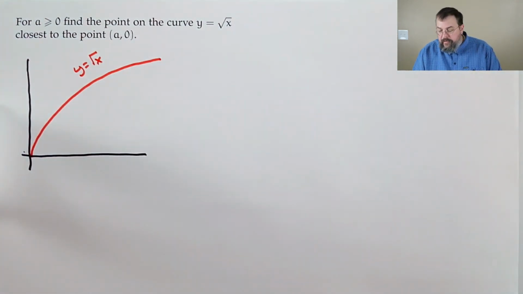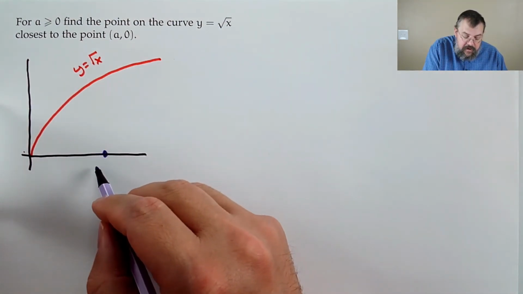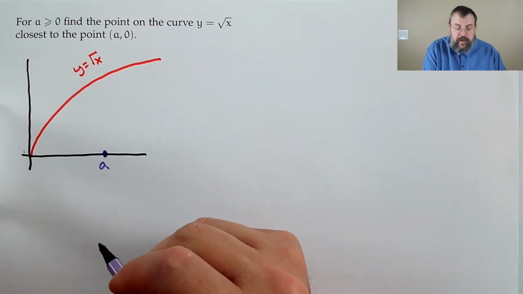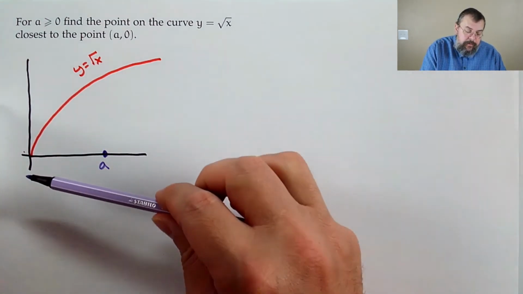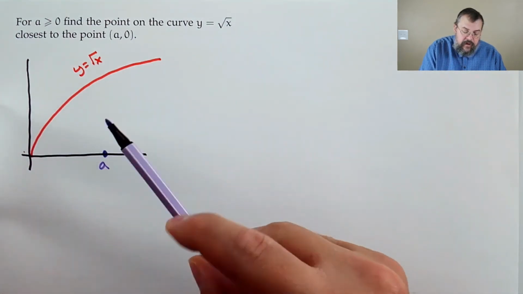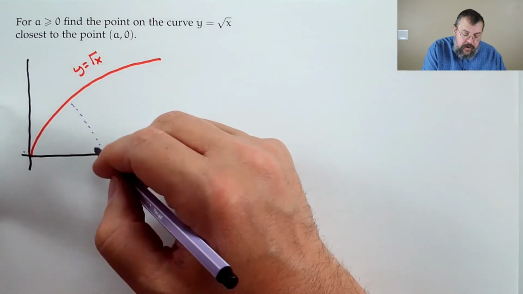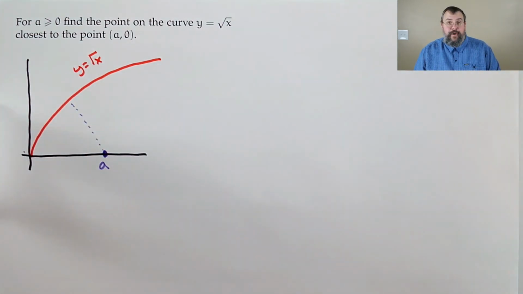Now, what do we have? Well, we have a point. A comma 0 means we are on a point on the x-axis. So we're down here. So here is at x equals a. And now I'm thinking about, there's lots of points here along y equals square root of x. And among all of them, we're looking for the one where the distance is as small as possible. That's our goal. Where is the distance as small as possible?